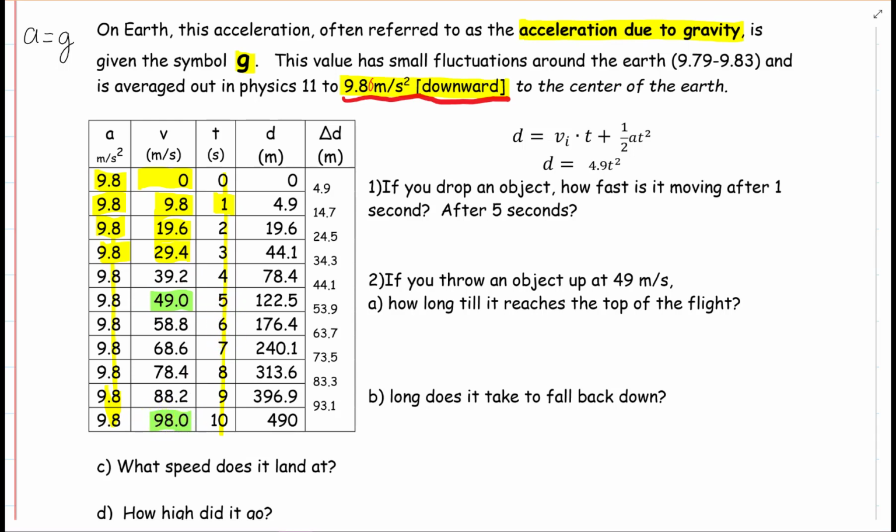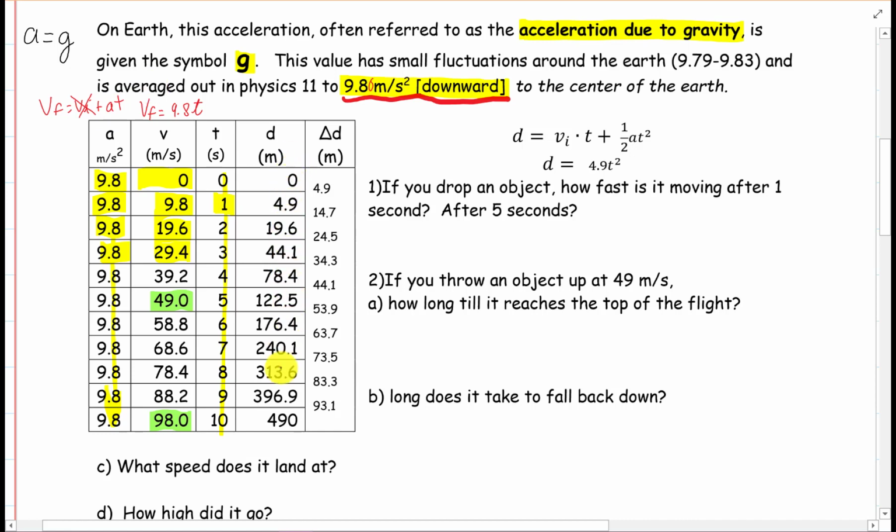To get the velocity, since vi is 0, vf is going to be just 9.8 times time, because the formula is vf equals vi plus at. This is 0 because we're dropping it. Initially, it's at rest. And this is just 9.8.